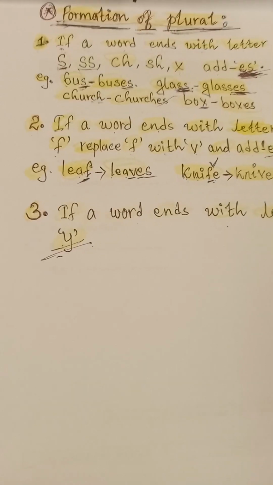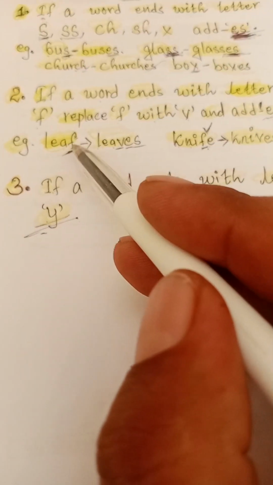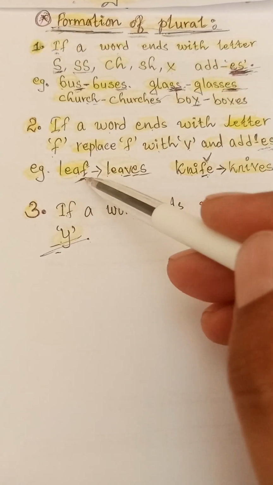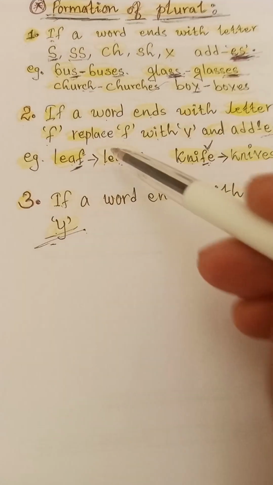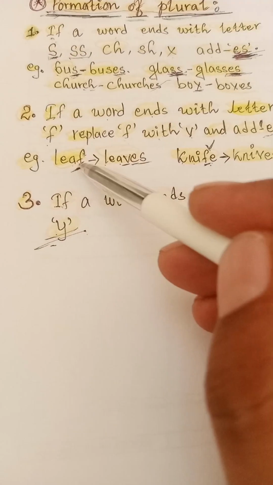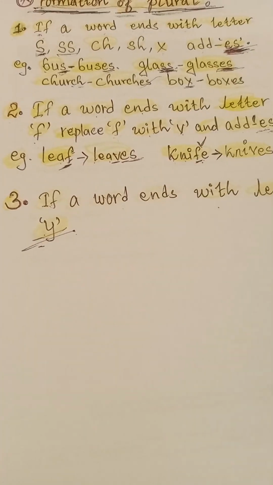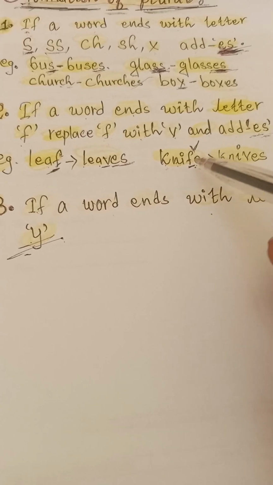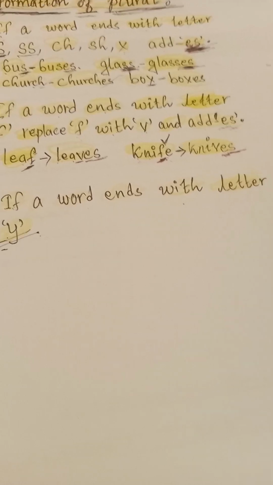Okay, for an example, I have written here one word LEAF, leaf. Leaf is a word and this leaf word ends with letter F. So, in place of F we have to write V. So LEAV, in place of F we have written here V and we add ES, leaves. Like that, KNIFE, knife. Same, we have to replace this F with V and we have to add ES, knives. Okay, let's go to rule number 3.